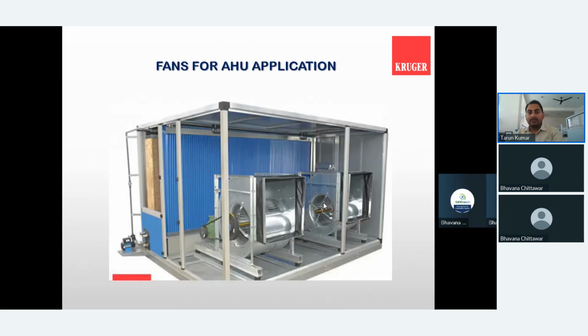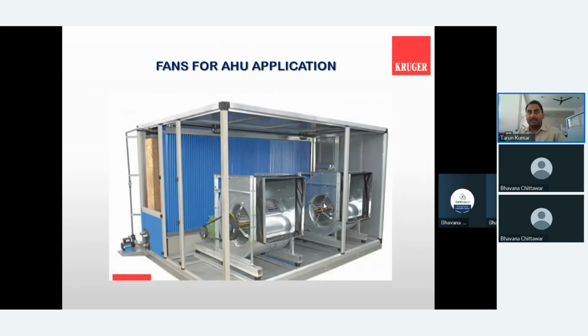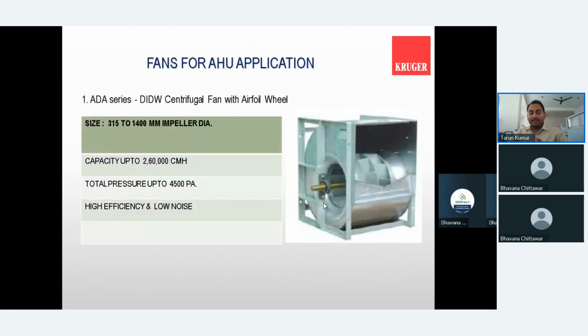So first we'll cover the AHU application. AHU, air handling unit, everyone knows. It is for air circulation, for better comfort cooling, and for air handling units we are using the centrifugal fan. So here you can see the centrifugal fan also has the aerofoil curve, backward curve, and forward curve.